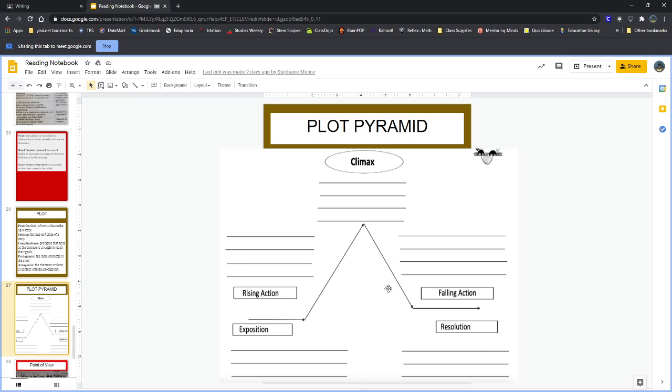The falling action is pretty short. The falling action is the part of the story where they start to fix all the little problems that have been going on. So all the problems that are showing up during the rising action, they get fixed here in the falling action. If we think about The Watsons Go to Birmingham, in the exposition, we meet Kenny and his family.